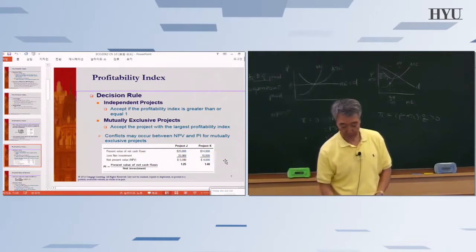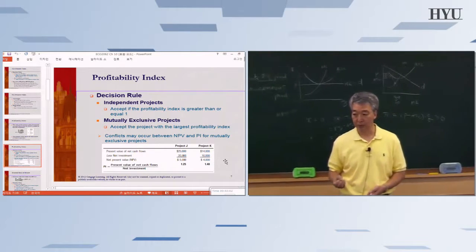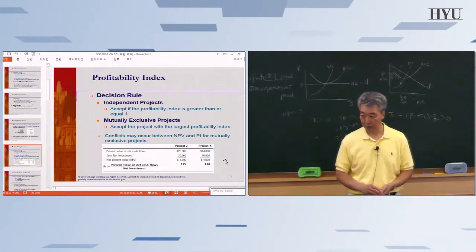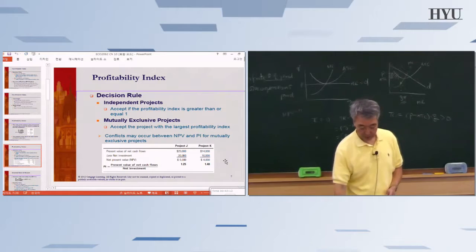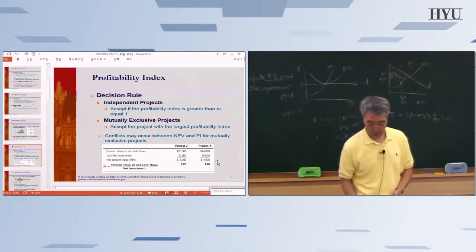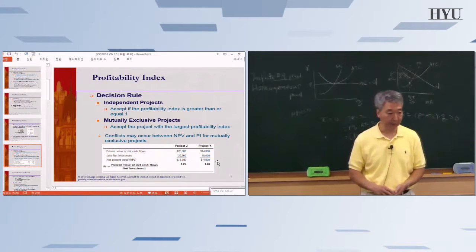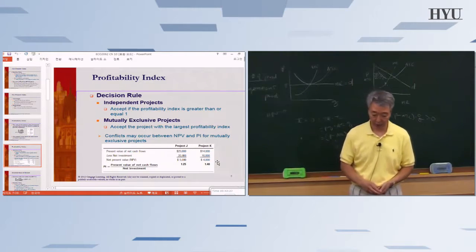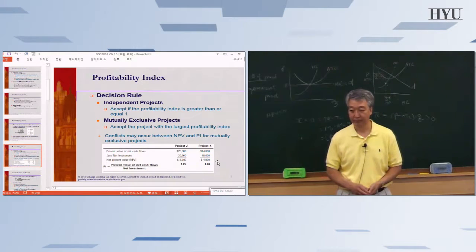So in terms of net present value, if you use the net present value criterion, you should choose what? Project J, right? But if you calculate the profitability index, it's 1.4, greater than 1.25. So if you decide to go on with the profitability index criterion, then project K is the better choice. What do you think? Which one should you choose? Yeah.